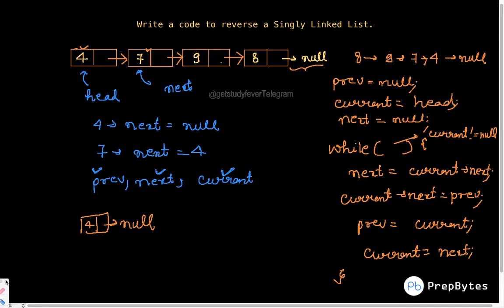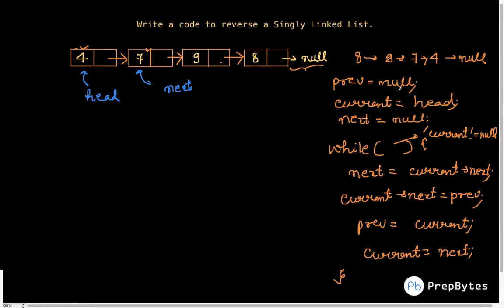Let's just dry run this particular thing. So initially my prev is null, current is head, pointing here. Let me write CUR, and next is also null initially. Now I come here and check whether current is null, which is not the case. So we get inside the loop, current is not null. Then we do next equal to current next, so next starts pointing to 7. Then current next equal to prev, so 4 next becomes null because prev was null.